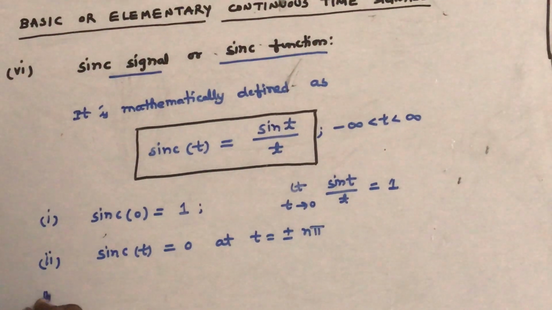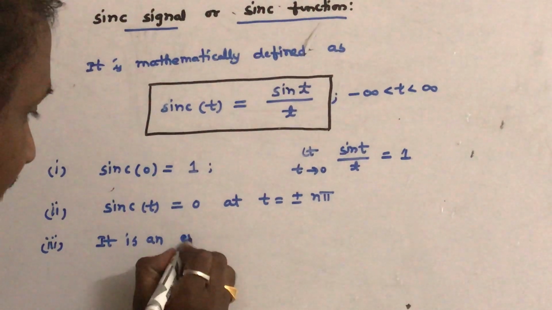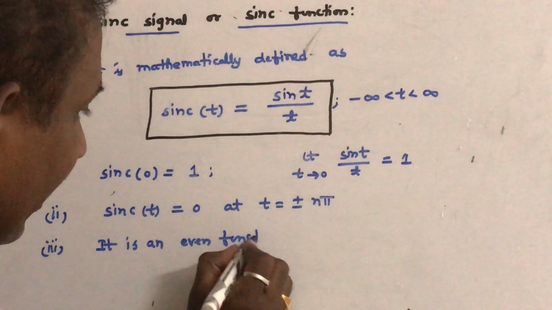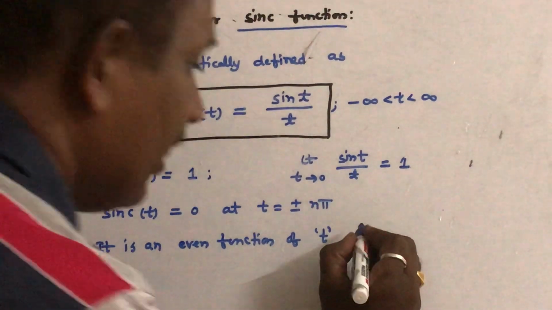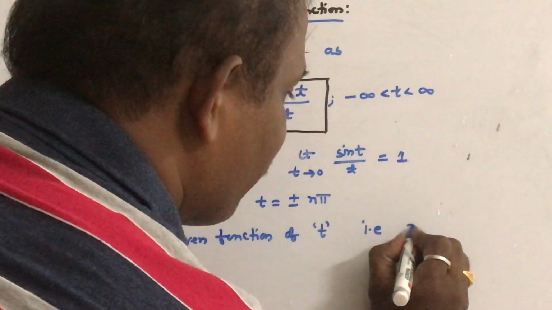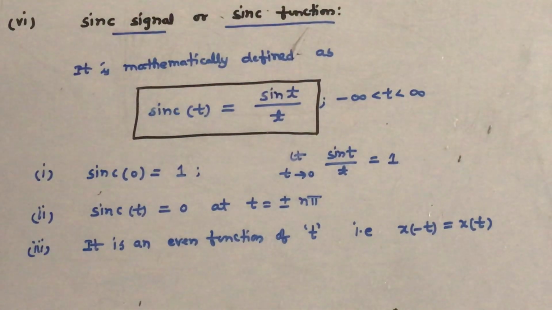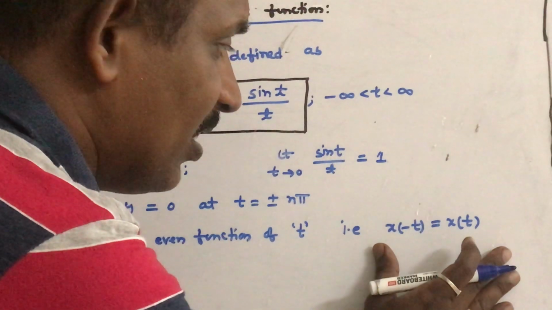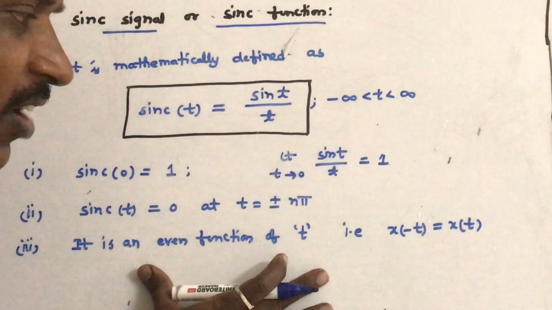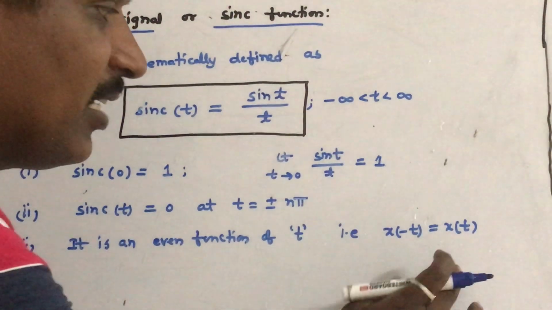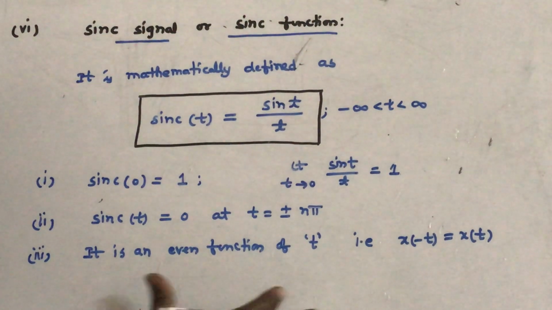The third observation you can make is that it is an even function of t. In mathematics, if any function satisfies, for example, x of minus t equal to x of t, such a function is called an even function or even signal. Sinc of t has this nature, so that is why it is called an even signal or even function. We will discuss more about even signals and odd signals in the coming sessions. Meanwhile, remember that Sinc is an even function of t.